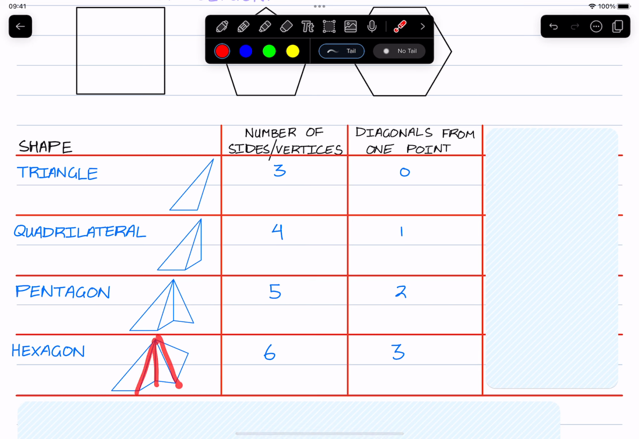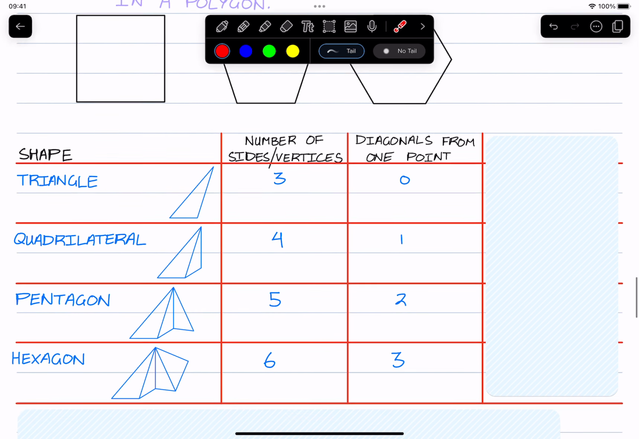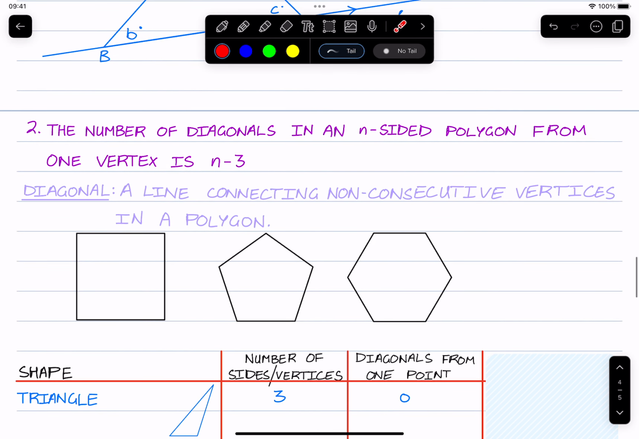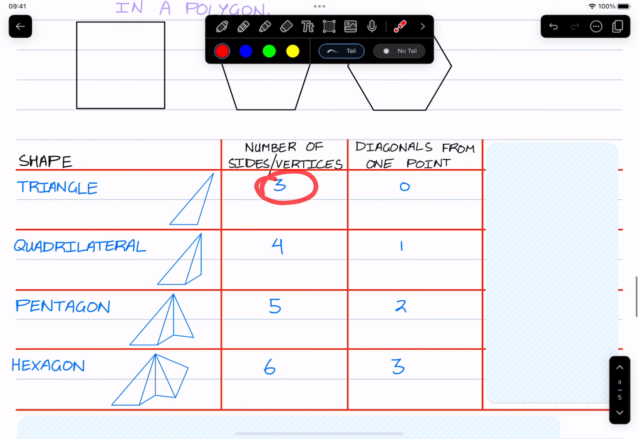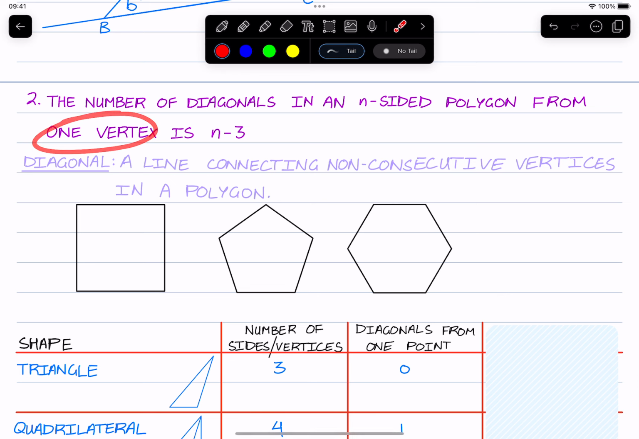1, 2, 3. Now, if we just follow the pattern, if we take away 3, we get 0. Take away 3, we get 1. Take away 3, we get 2. Take away 3, we get 3. So this is a proof of the theorem that for the diagonals of an n-sided polygon, it doesn't matter how many sides there are, if we want to count the number of diagonals from one vertex, we just subtract 3 from the number of sides.